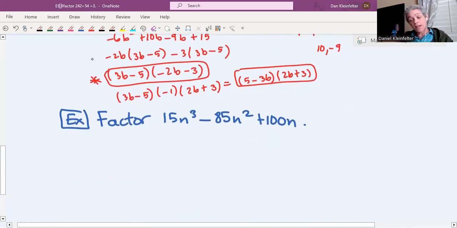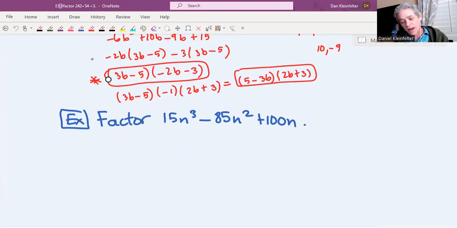Okay, so here, let's try one more. This one, there's a common factor, it looks like. We've got 15, 85, and 100. There's a common factor of 5. Also, I can see that this thing has degree 3, so it's not quadratic. So that makes me also suspect there's a common factor. We're going to take 5n out this time. That will leave 3n squared minus 17n plus 20. Okay, so let's think about that one now. So now we mustn't forget the 5n that is outside.